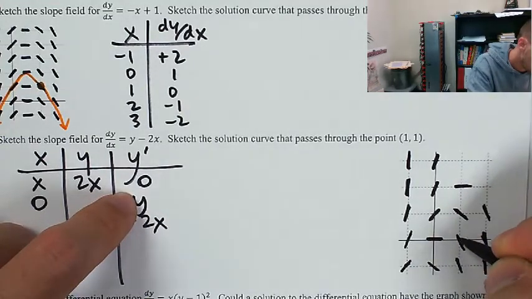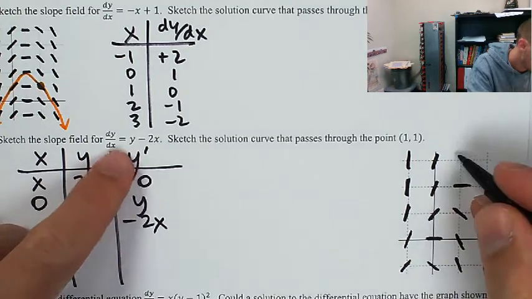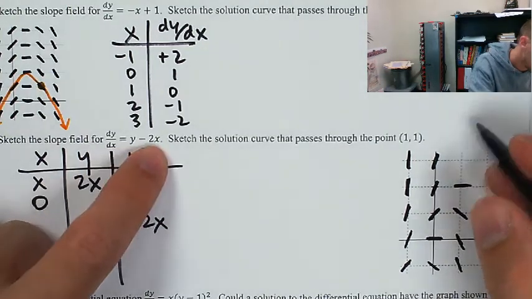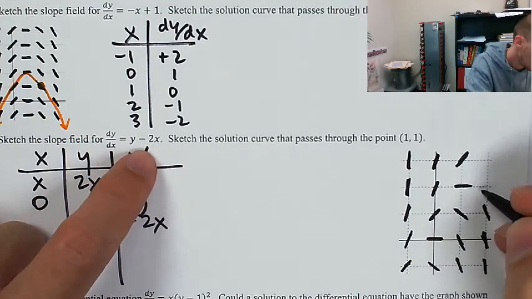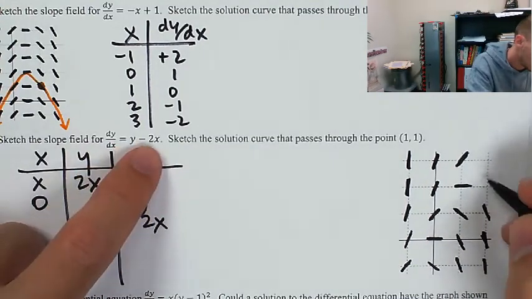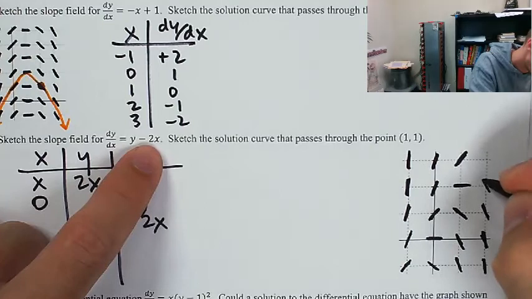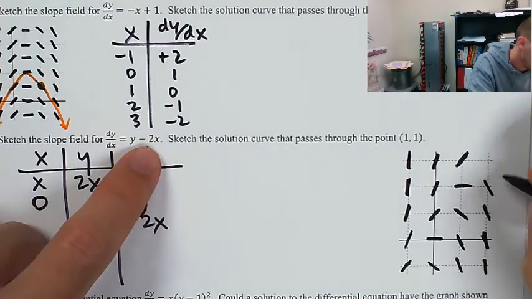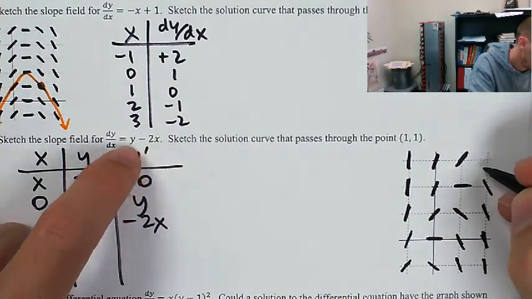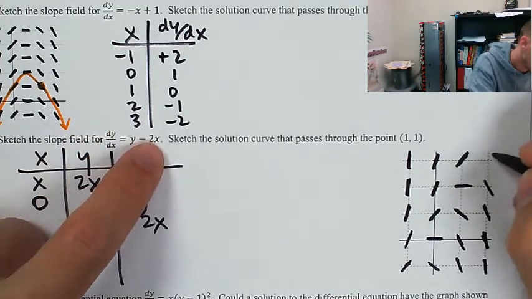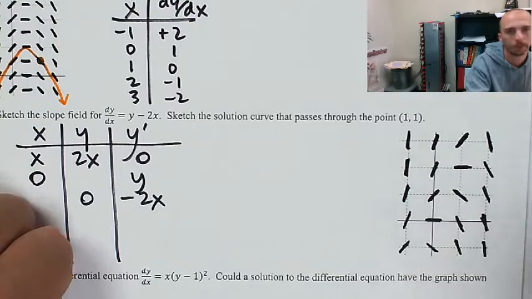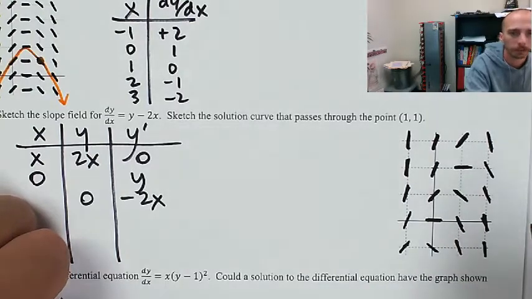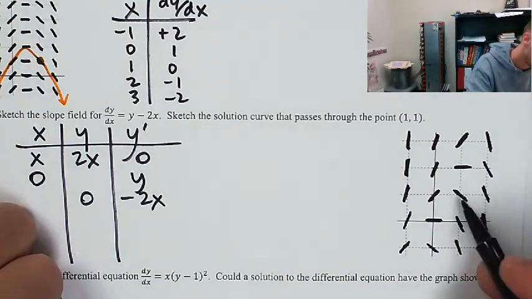Then 1, 3. So it's 3 minus 2 is 1. Oh, that's nice. Okay, 2 is going to be 2 minus 4 is negative 2. And 3 is going to be 2 minus 6 is negative 4. I'm sure there's a tick mark in there. I did a wrong calculation. I had to do it quick.